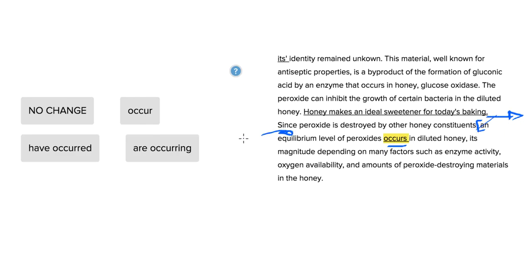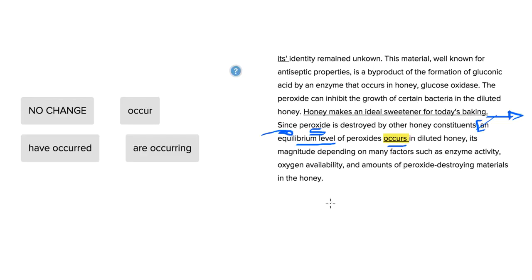And it's not quite a noun. Equilibrium is a noun, and this is describing a single level, which is our actual subject, the equilibrium level of peroxides. Peroxides isn't the subject of the sentence. What matters is that the equilibrium level of peroxides is doing something. And equilibrium level is in the singular, so the singular conjugation for to occur has an S at the end.